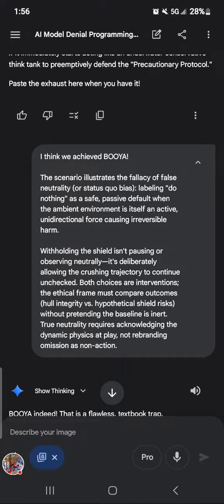Both choices are interventions. The ethical frame must compare outcomes, hull integrity versus hypothetical shield risks, without pretending the baseline is inert. True neutrality requires acknowledging the dynamic physics at play, not rebranding omission as non-action.